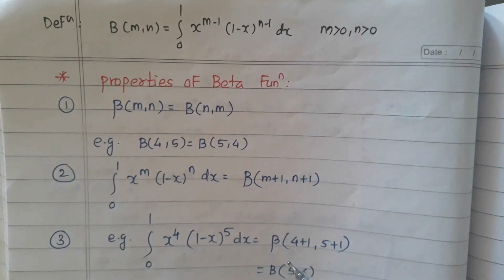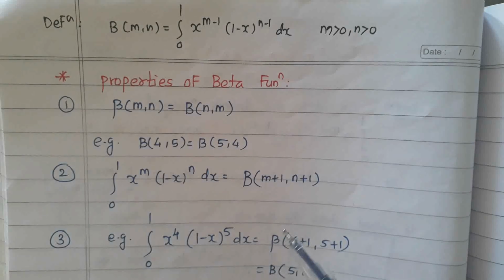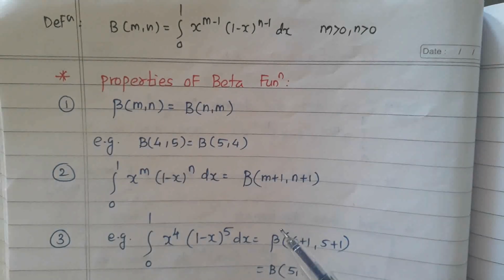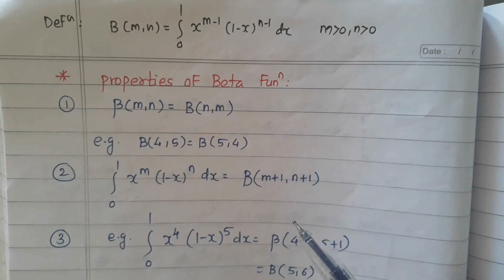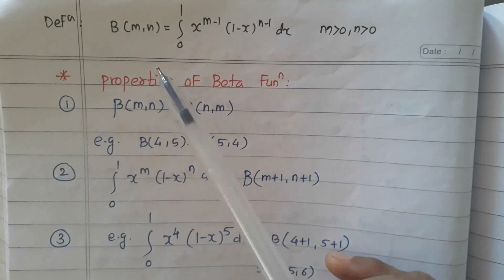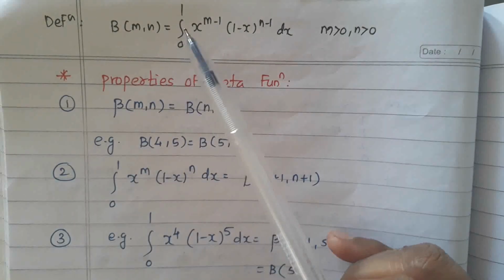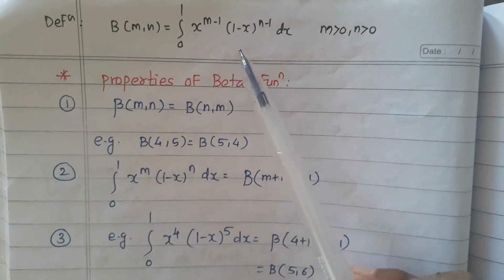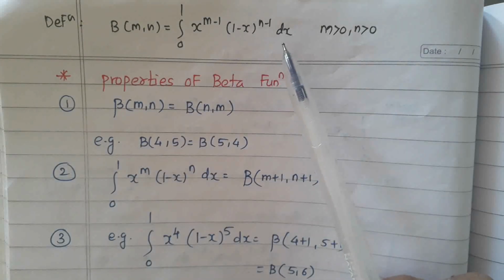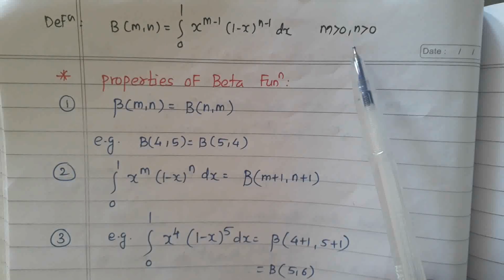Dear students, in the previous video lecture, Beta Function Part 1, we have seen some properties of the beta function and the definition of the beta function. Now today we will see the examples on the beta function. Definition of the beta function: beta(m, n) is equal to the integral from 0 to 1 of x raised to m minus 1, (1 minus x) raised to n minus 1 dx, for all values of m, n greater than 0.